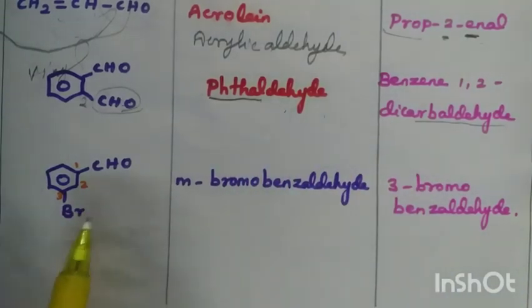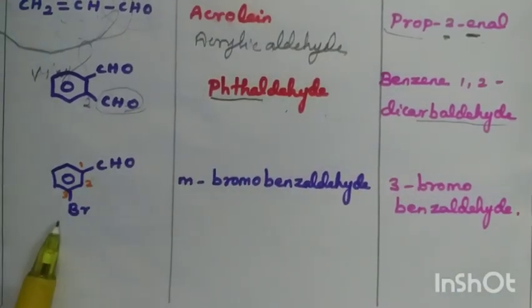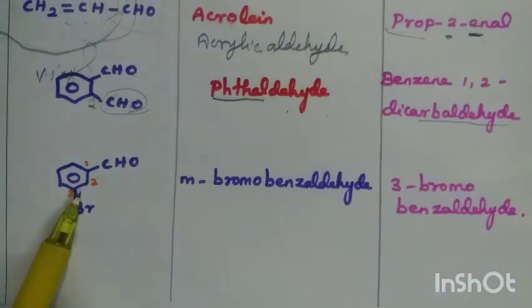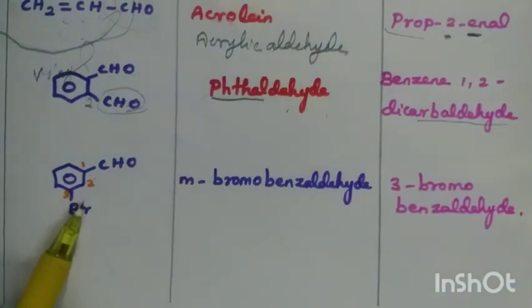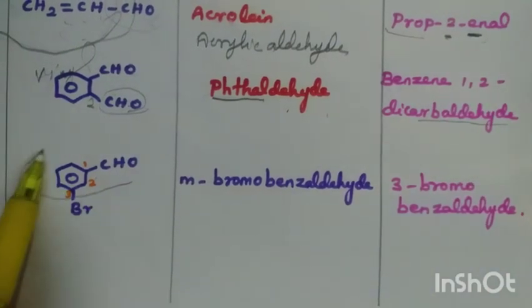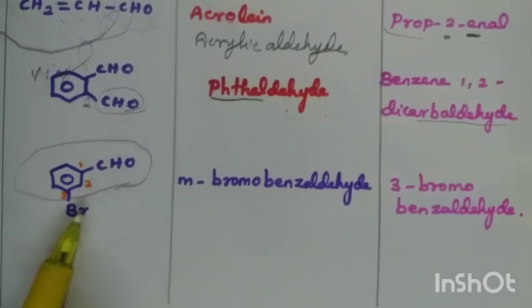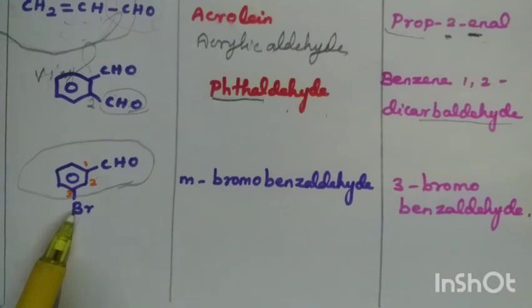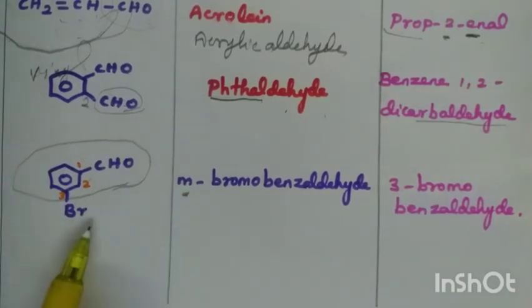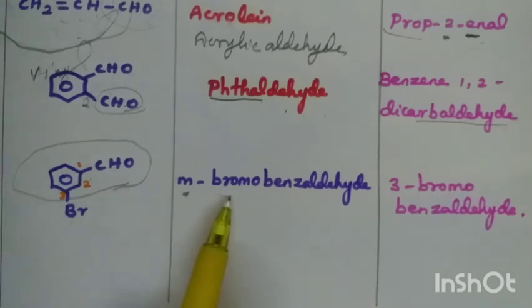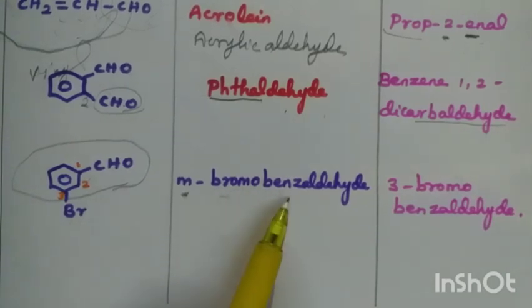The next compound is an aldehyde and Br attached to a benzene ring. If only CHO is attached, it is called benzaldehyde. Here one Br, no? Which position? 1, 2, 3. Third position, the 1, 3 position is called meta. In the meta position we have which group? Bromo. So meta bromo benzaldehyde.